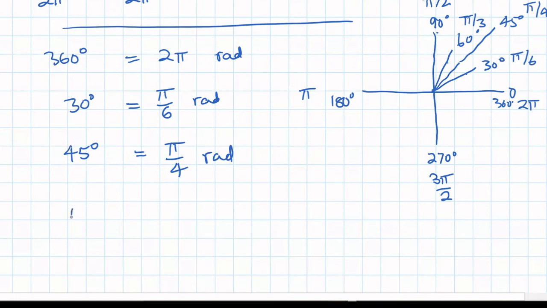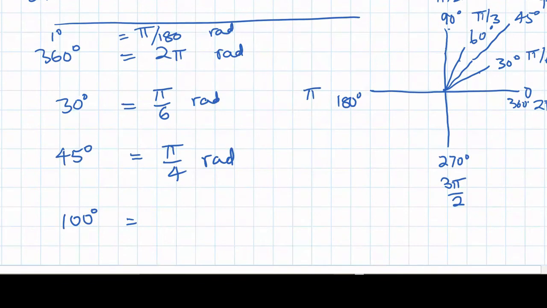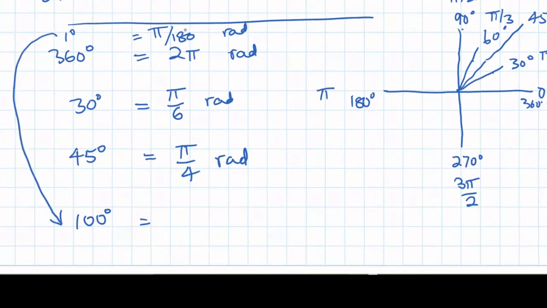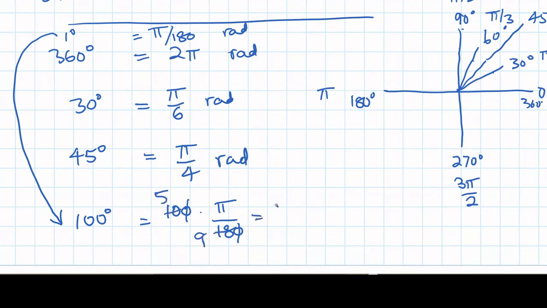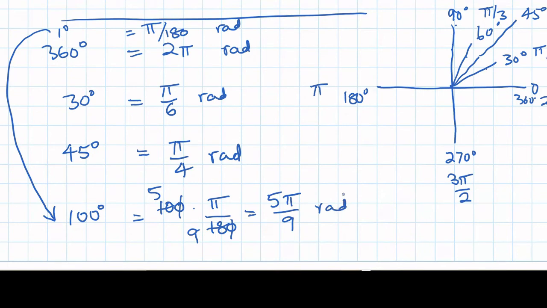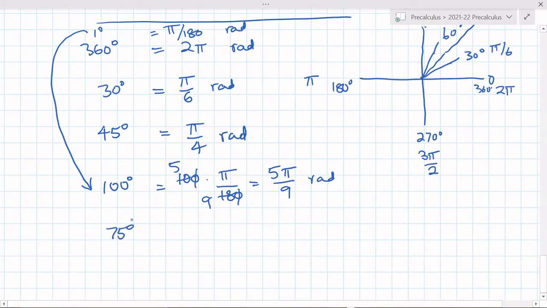But if I ask something like 100 degrees, then 1 degree is pi over 180. I want to find 100 degrees, so I need to multiply by 100 to go from 1 to 100. Then you have to do the same on the right side. So you're doing 100 times pi over 180. And then you simplify. So that goes, and 5 and 9, right? So 5 pi over 9 radians.